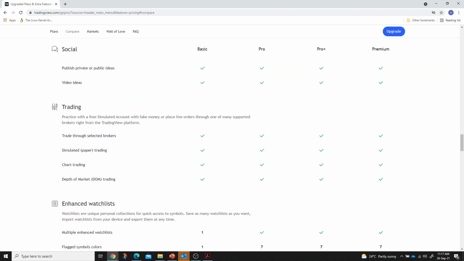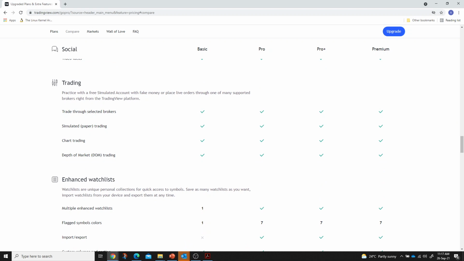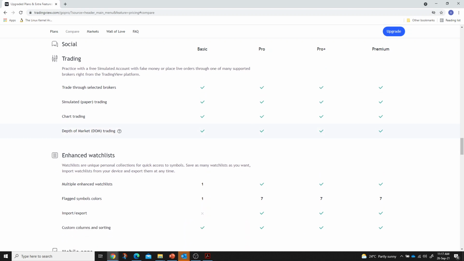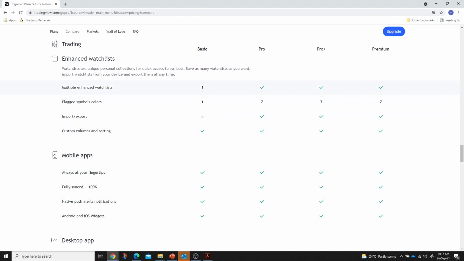Okay. Trading: you can use selected brokers. This is a limitation in India. You can do paper trading, of course. You can see market depth, which any platform provides. Watch list: you can build one watch list for free. You can use symbol coloring to distinguish between different types of stocks, swing trading, positional, trend following, and so on.